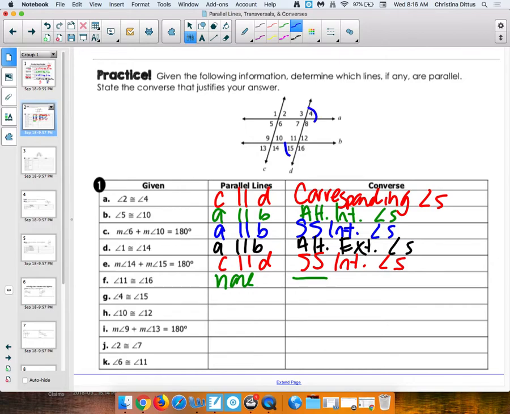4 and 15. Which lines are parallel? A and B. Why? Because B has both of the angles. These are transversal, so A and B have to be parallel. What kind of angles are they? Alternate exterior. Alt. Ext. Good.